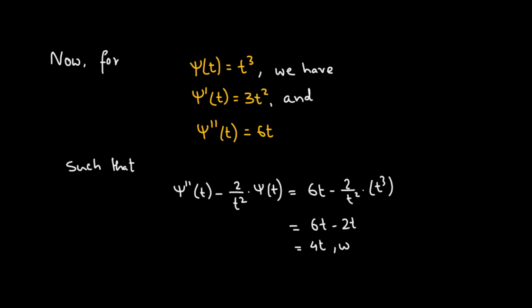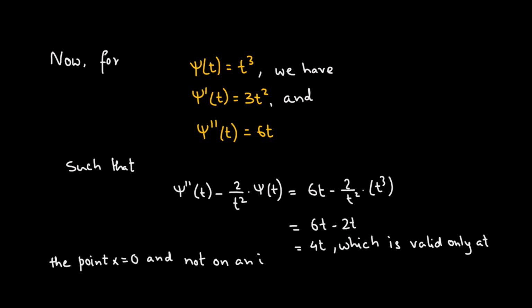On subtraction, we get 4t, which is valid only at the point x equals 0 and not on any interval. Therefore, phi of t is not a solution.